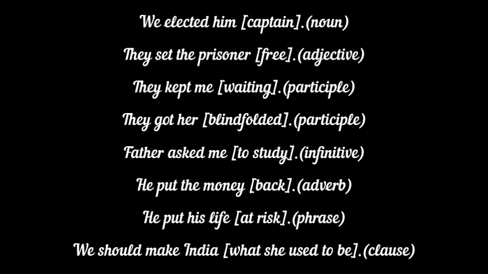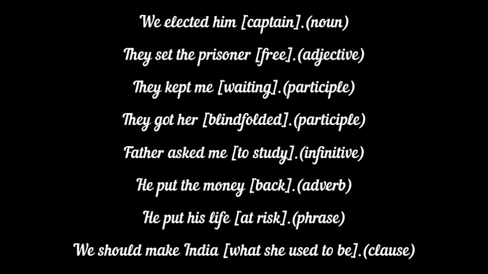In the third sentence, they kept me waiting, the present participle waiting is used as an object complement, without which the sentence they kept me makes an incomplete sense. In the sentence they got her blindfolded, the past participle blindfolded is used as an object complement, completing the sense of the transitive verb got and describing the object her. In the sentence father asked me to study, the infinitive to study is the object complement because it is completing the sense of the transitive verb asked and modifying the object me.